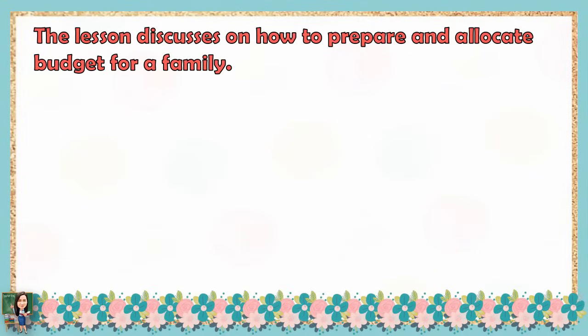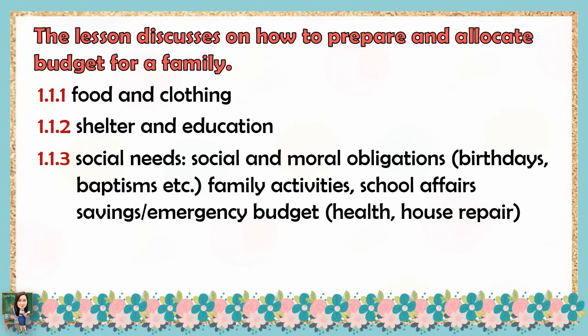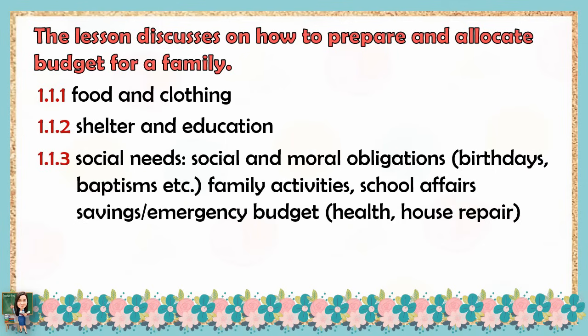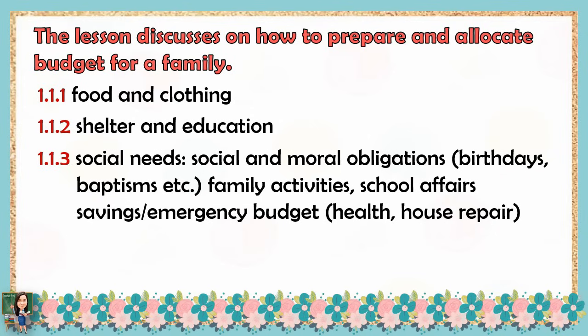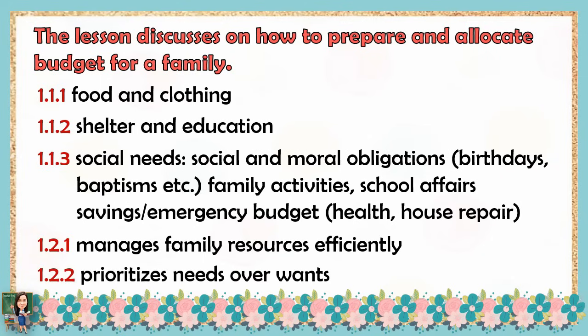The lesson discusses how to prepare and allocate budget for a family. First, food and clothing. Second, shelter and education. Third, social needs like social and moral obligations, which are birthdays, baptisms, etc. Family activities, school affairs, savings or emergency budget, for example, health or house repair. Manages family resources efficiently and prioritizes needs over wants.